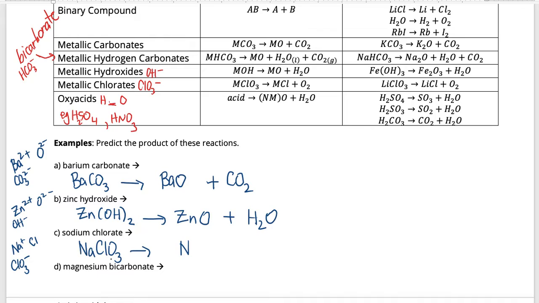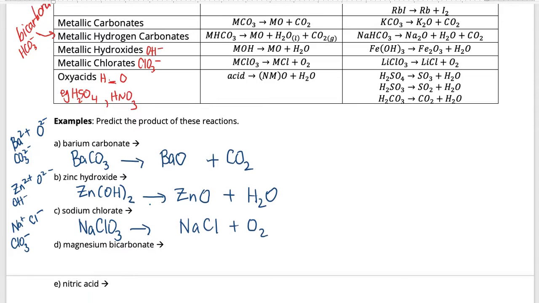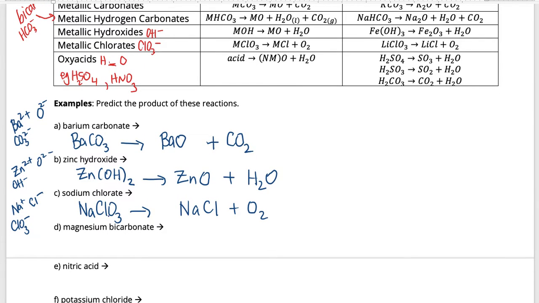The chlorate breaks apart, okay? So chlorine is a -1 charge, so yeah, NaCl, and what else pops out? An oxygen. So pay attention to the table because sometimes it's a carbon dioxide, sometimes it's the water, sometimes it's the oxygen, as the other product. All right, keep going here.